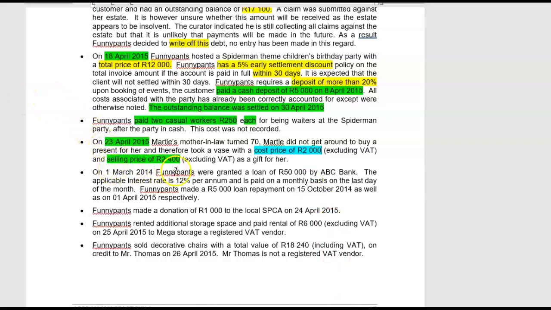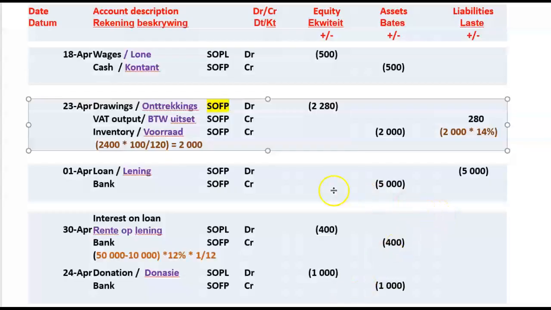On 1 March 2014, Funny Pants were granted a loan of 50,000 Rand by ABC Bank. The applicable interest rate is 12% per annum and it is paid monthly on the last day of the month. Funny Pants made a 5,000 Rand loan repayment on 15 October as well as on 1 April. So we have to do the transactions on 1 April. So on 1 April, we repaid that 5,000 Rand loan.